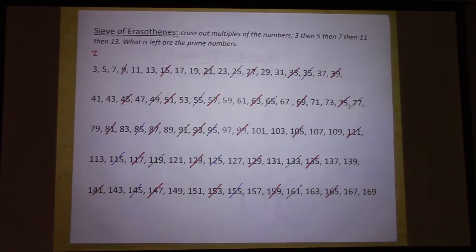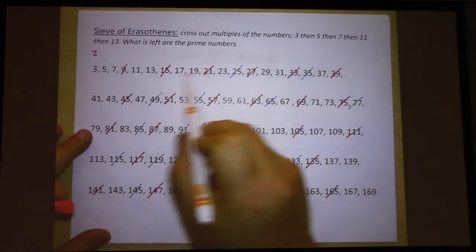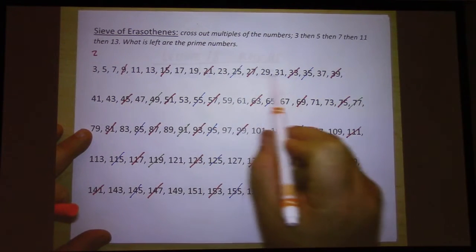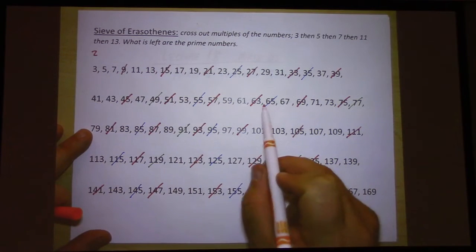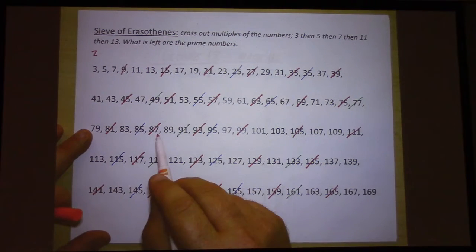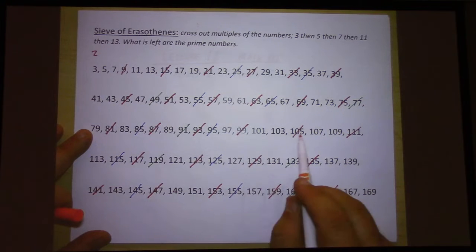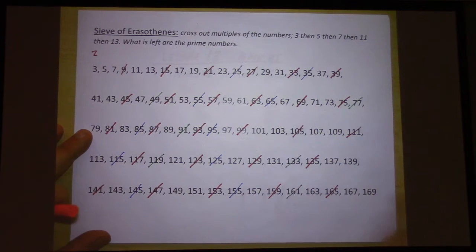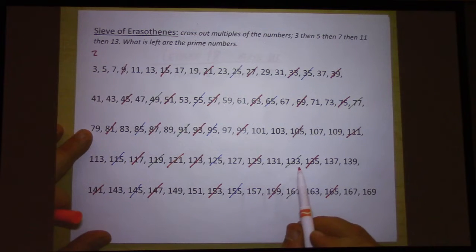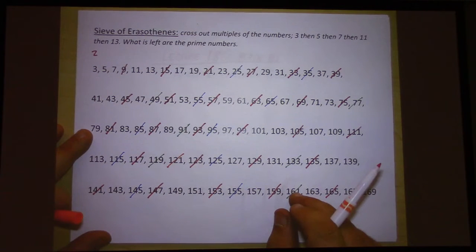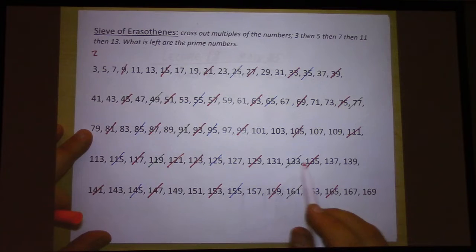All right, what's next? 11. So you got 11, 22, 33, 44, 55, 66, 77, 88, 99. What comes after 99 in terms of multiples of 11? 110, right? That's gone already. 121 is 11 squared. And what's 11 times 12? Oh, that's not going to be in here. That's even. 11 times 13 is what?